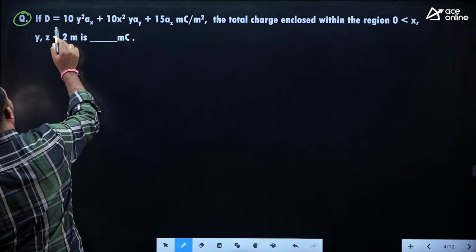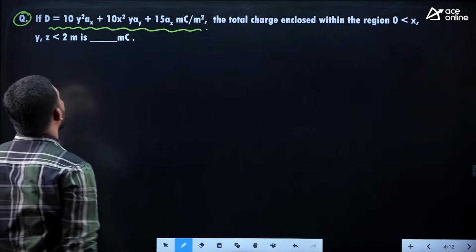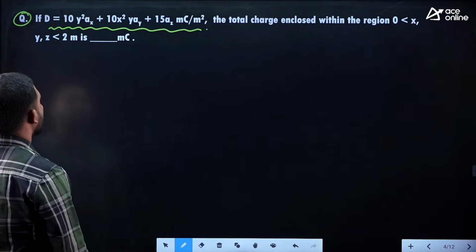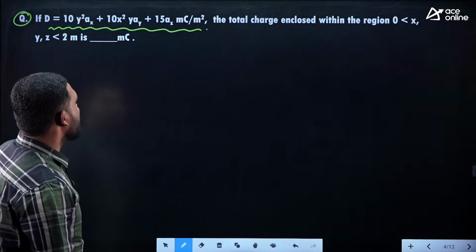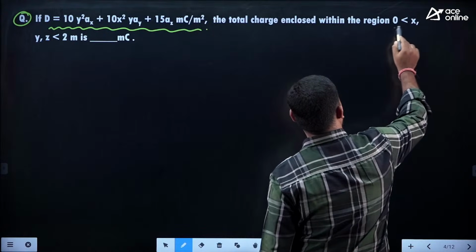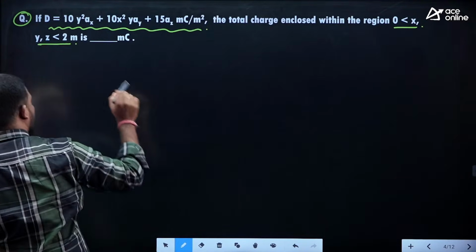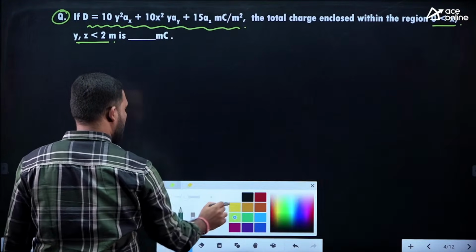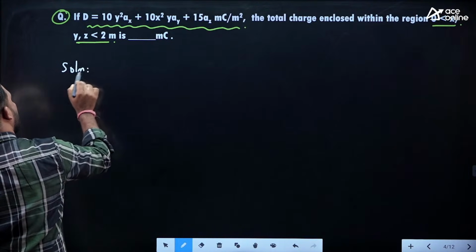So if D, that means the electric flux density, D is equal to 10 y square x cap plus 10 x square y cap plus 15 into z cap millicoulomb per meter square. The total charge enclosed within the region x, y, z ranging from 0 to 2 meters is? Yes. So here you can make use of what is called Gauss law. You can answer this one in two steps.